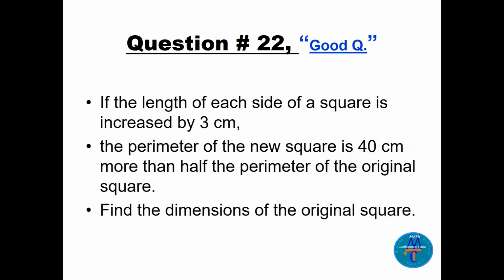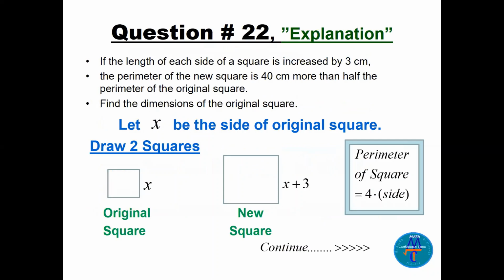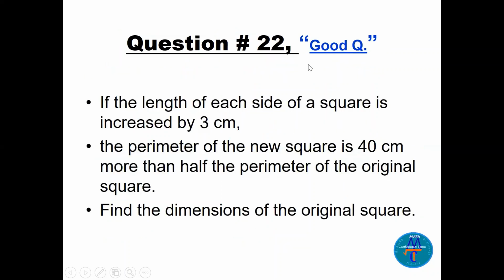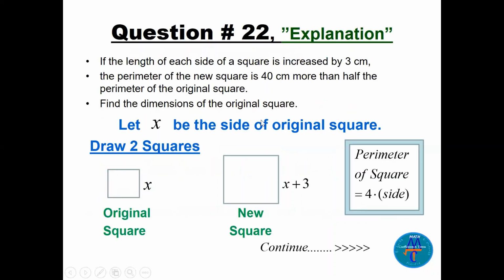If the length of each side of a square is increased by 3 centimeters, that's a little application about linear equations. Okay, this is the explanation. We have a square, let's call it the original square. And now we have a new square. See, the length of each side is increased by 3 centimeters, as you can see in the question. So this is only an explanation or sketch.